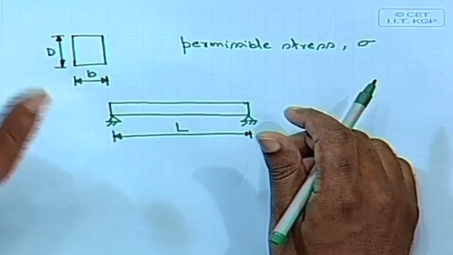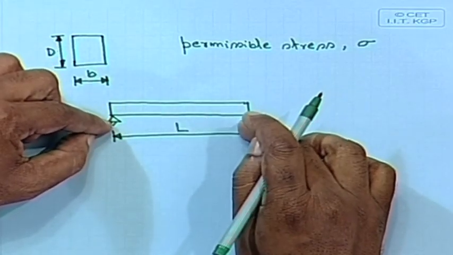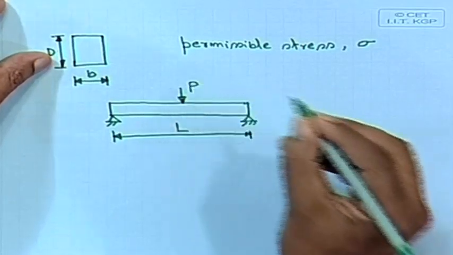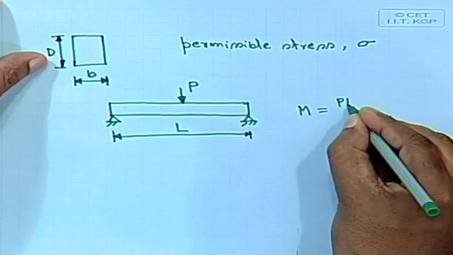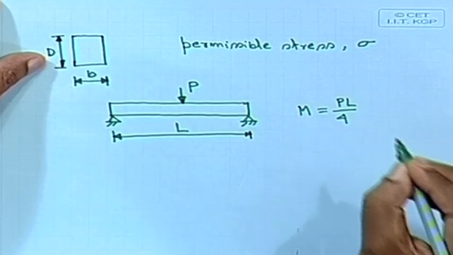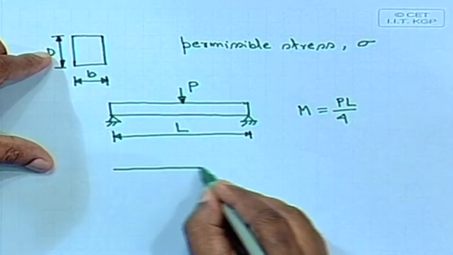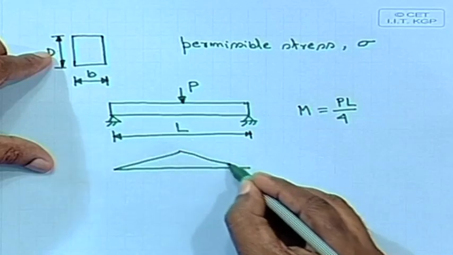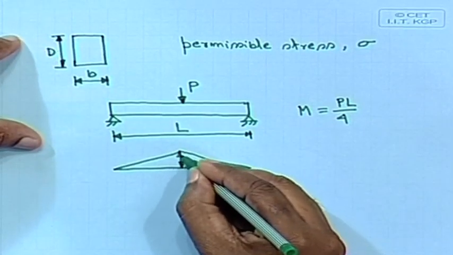If we consider this particular case, let us say that we are applying a certain load, to be more specific, say P. So, the bending moment M equals PL by 4. Let us go a little more specific, and we will elaborate. The bending moment diagram will be like that. So, this is your PL by 4.